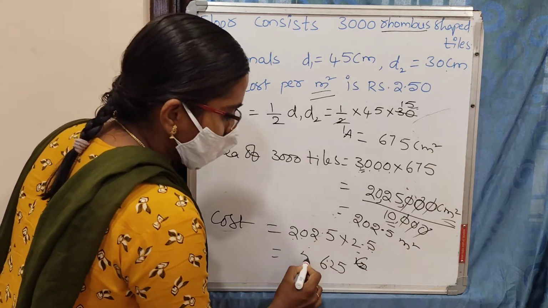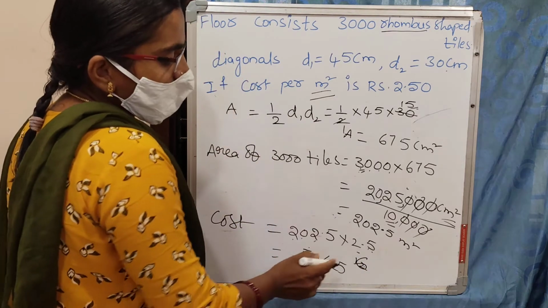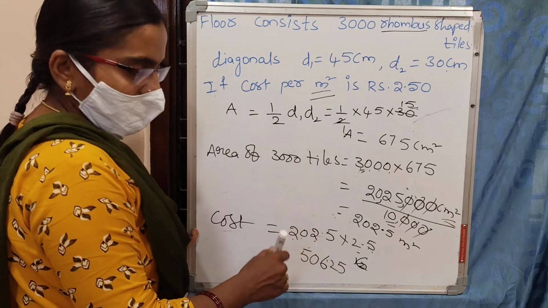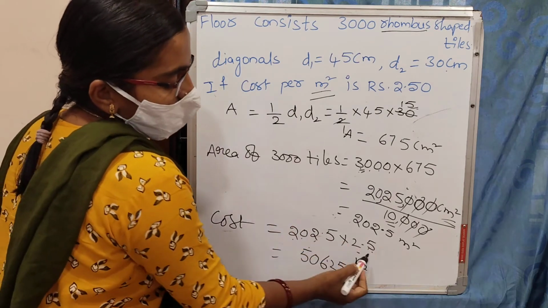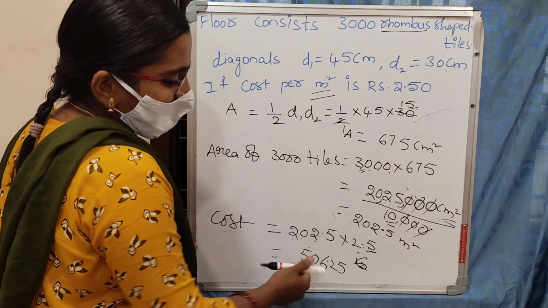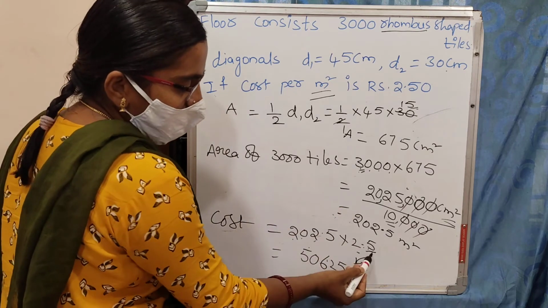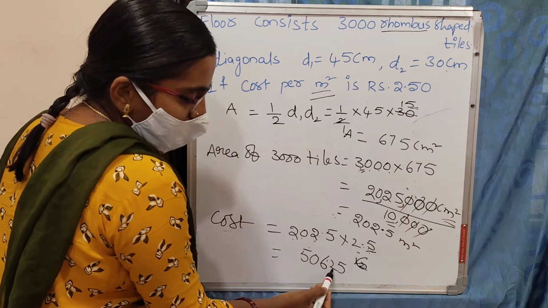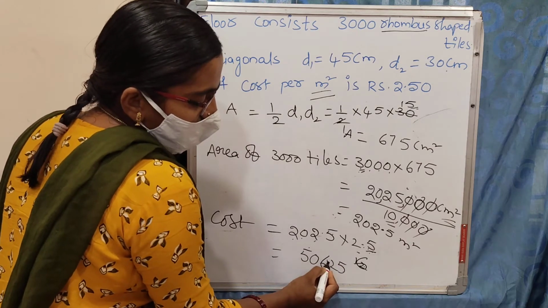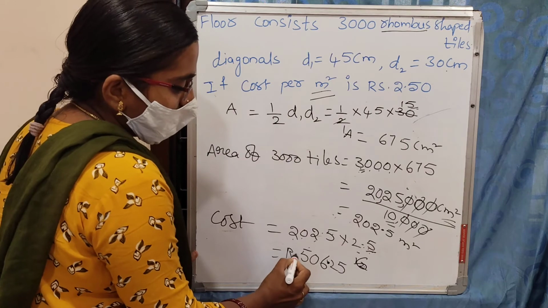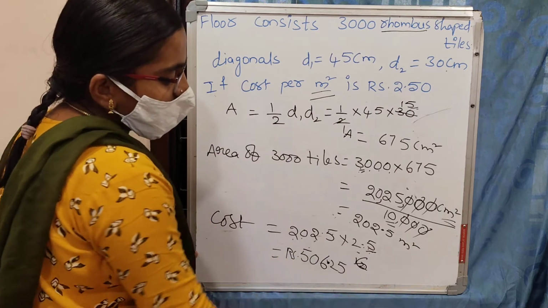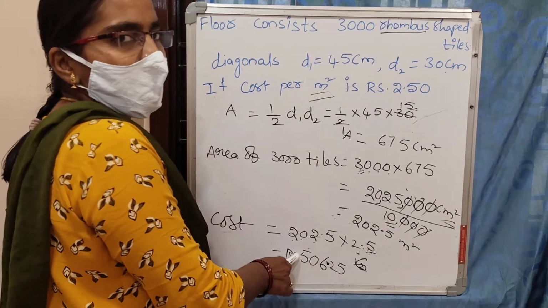25 2s are 50. So we assumed that as 25, but this is 2.5. So after one digit we have a point. Here after one digit we have a point. So after two digits, 1 plus 1, 2 digits, from the right side after 2 digits we have to keep a point. Then this becomes 506 rupees 25 paisa.